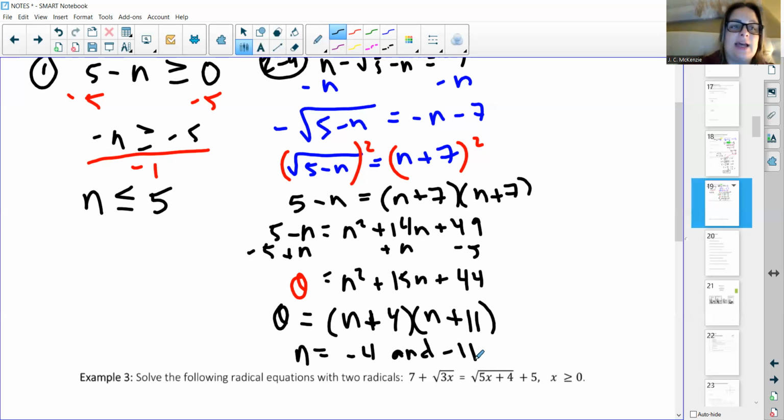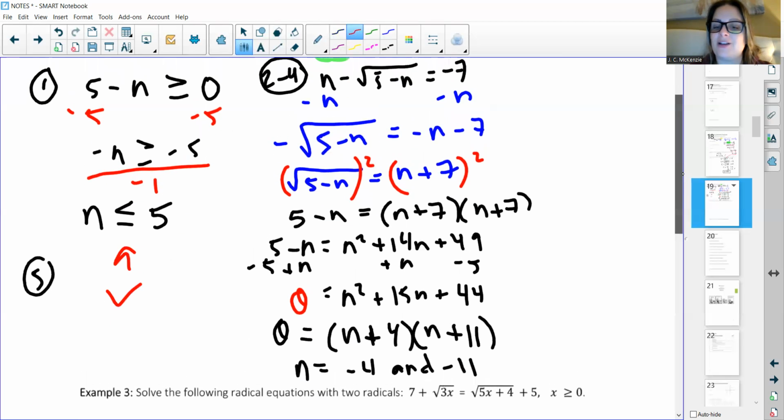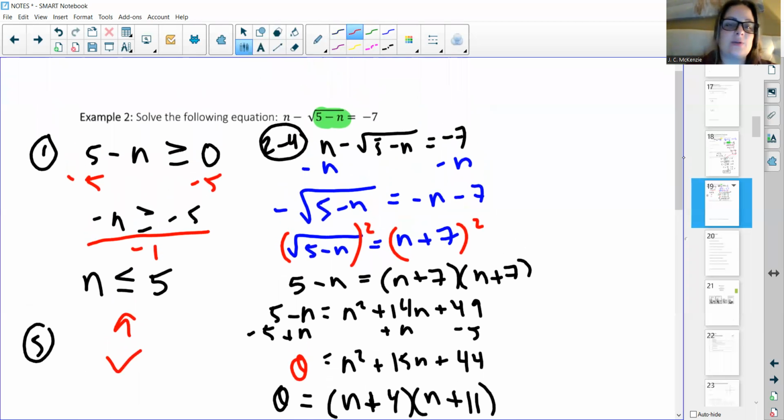My next step, step 5, is to check that with my permissible values. Are negative 4 and negative 11 both less than or equal to 5? So those are fine. Now I have to check for what we call extraneous roots, which happens when you have a negative in front of the radical usually. So this is going to be step 6, and I have to check both of them. I'm going to do 6a, and I'm going to check my negative 4 first.